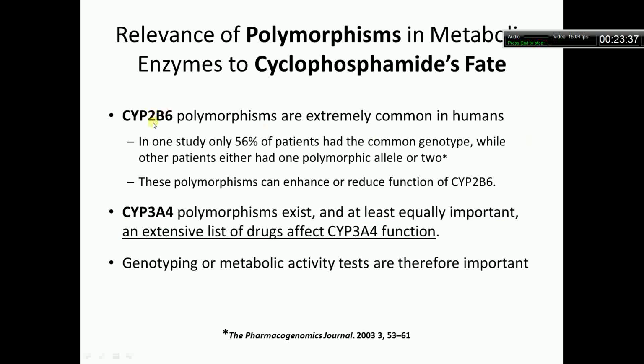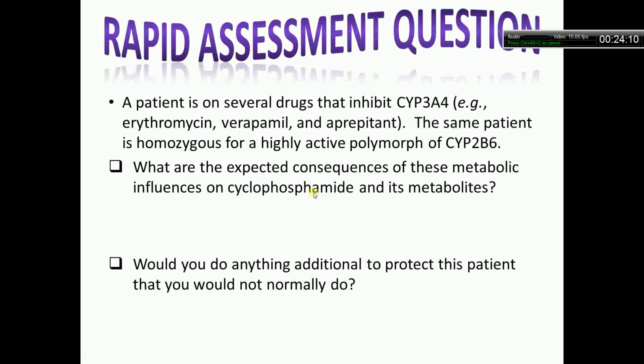So these are the polymorphisms. Again, CYP2B6. Okay, and there was one study that showed that only 56% of patients had the common genotype, while other patients either had one polymorphic or two polymorphic alleles. So it's extremely polymorphic. That means a lot of patients respond differently to cyclophosphamide. 3A4 is polymorphic, but probably more importantly, we have just a seemingly endless list of drug interactions on 3A4. Okay. So we do have genotyping or metabolic activity tests for these enzymes as well.